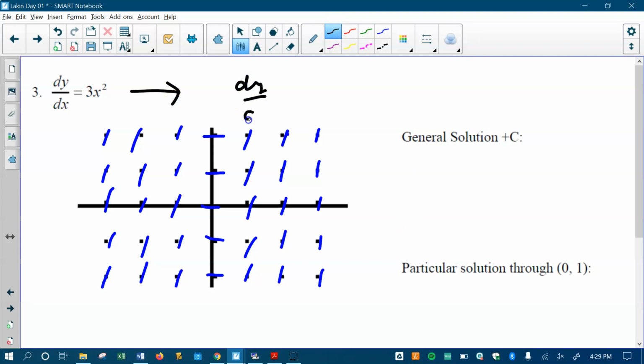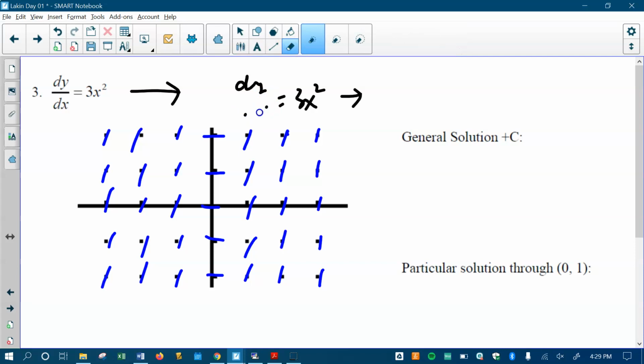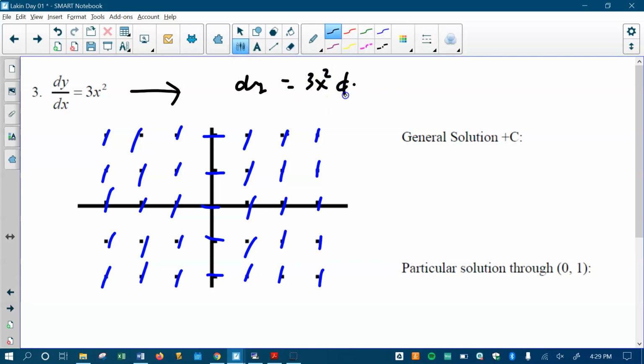So dy dx is equal to 3x squared, which means I can just change this here to get the dx on the other side, and that's going to be dy equals 3x squared dx. Now let's integrate both sides because the variables are separated, and you're going to get y on the left side equals x cubed plus c. That's my general solution.